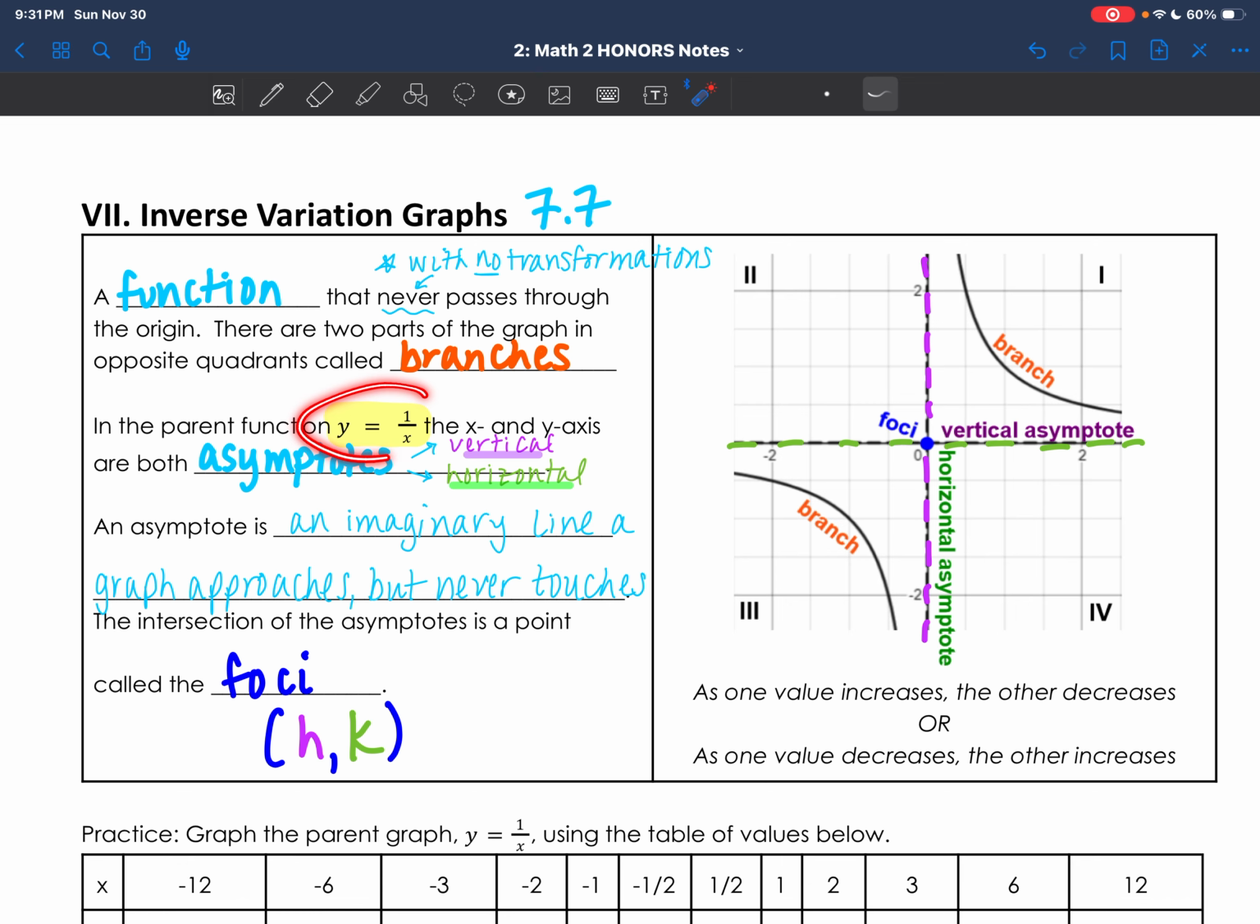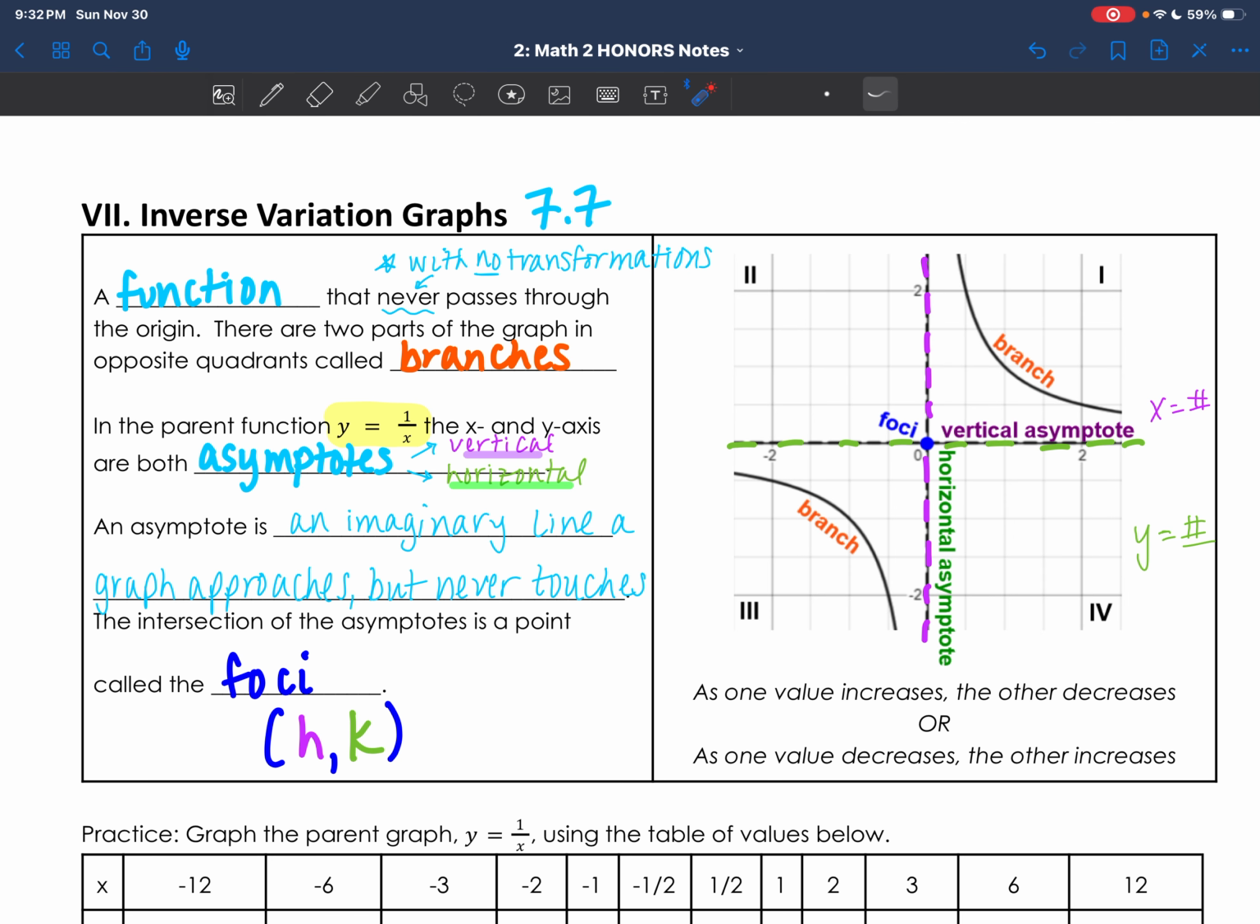And in the parent function, y equals 1 over x, the x and y axis are both asymptotes. Now, there are two different ones: a vertical asymptote and a horizontal asymptote. Your vertical asymptote goes vertically up and down, and your horizontal asymptote goes left to right. So your vertical asymptote is going to be x equals a number, and your horizontal is going to be y equals a number. That's the equation of the line.